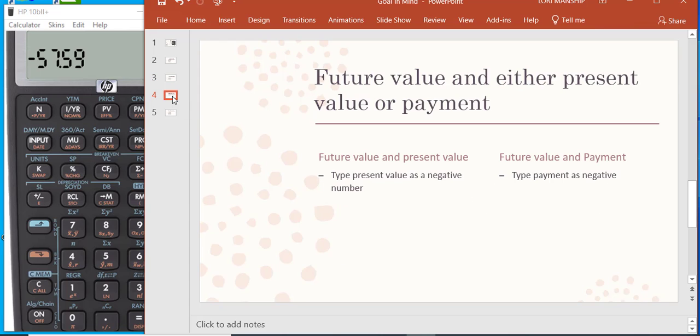So I've talked about that we're not really worried about the negatives and positives that come out in our number. It's dealing with inflows and outflows of money. The only time this really matters is when we have a future value and either a present value or a payment or both. Right now, today, we're going to have some that will have a future value or goal and a present value, or a future value and a payment. If that's the case, you will type a negative number for your present value and your payment as a negative number.